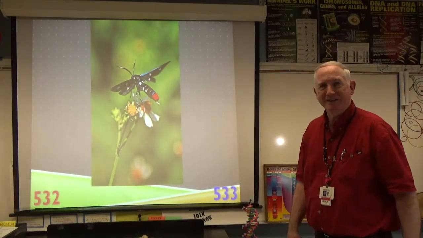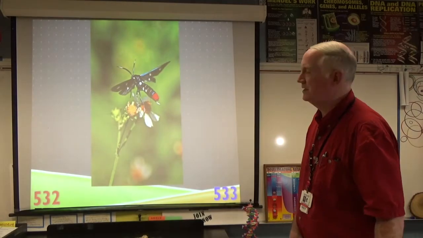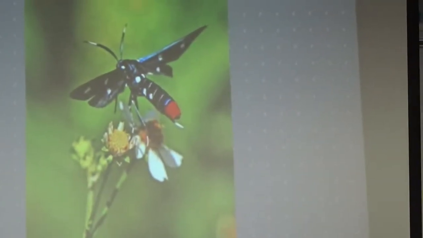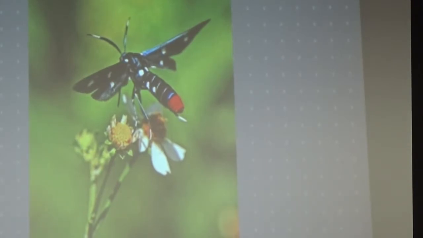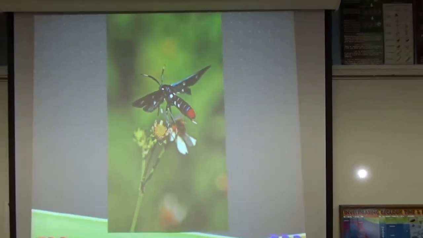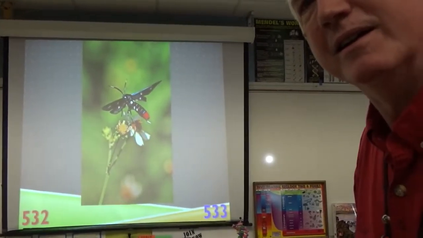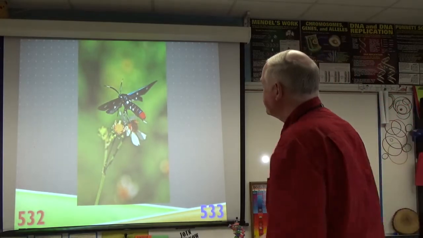Have you seen these around? I don't know if you can see that. These are pretty familiar around here. It kind of looks like a wasp, doesn't it? This is another form of mimicry, and it's not a wasp. It is a butterfly or a moth. It's the oleander moth.